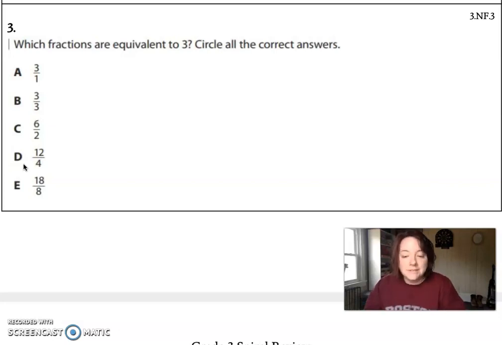And 3/1 is still just 3. So A is correct as well.